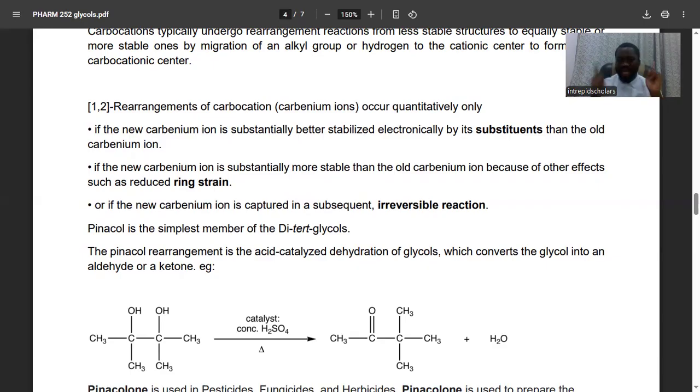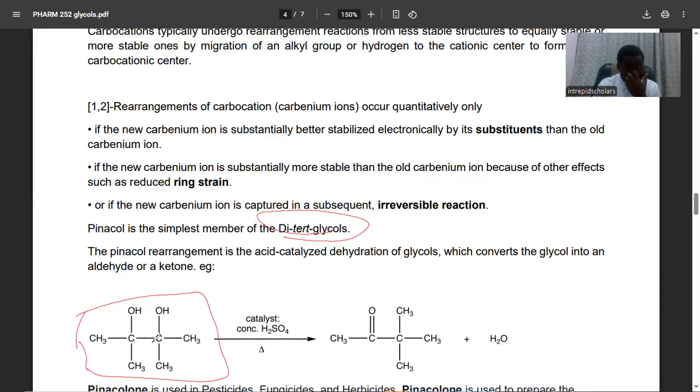Now, pinacol is a single compound. It's not even a class of compound. It's a single compound that falls under a class of compounds we call ditertiary glycol. Di means two, tertiary is tertiary, and glycol is what we have defined already. And so this is what we have.